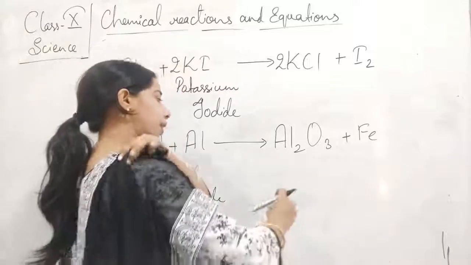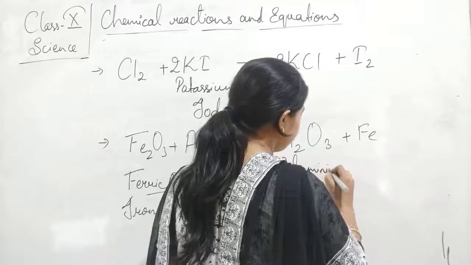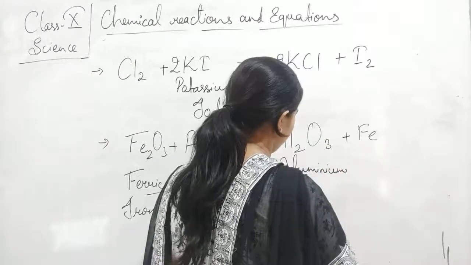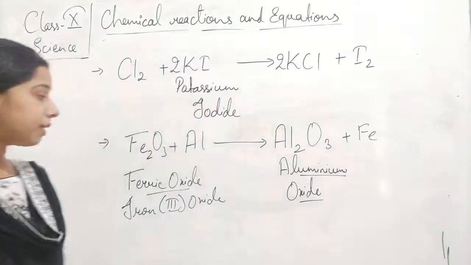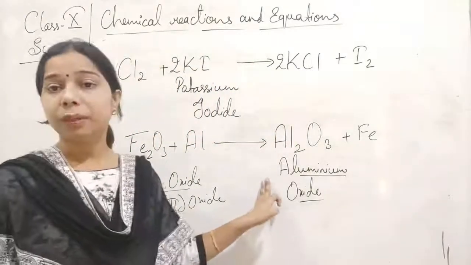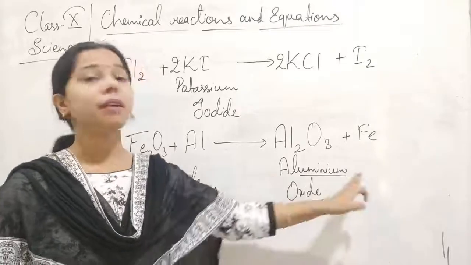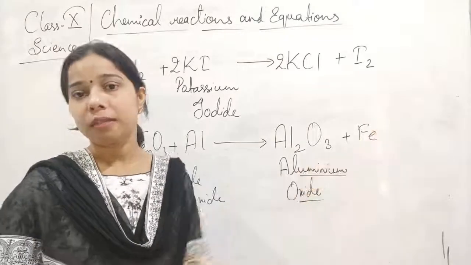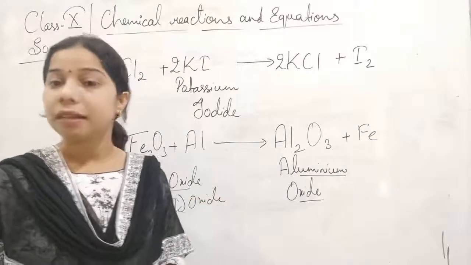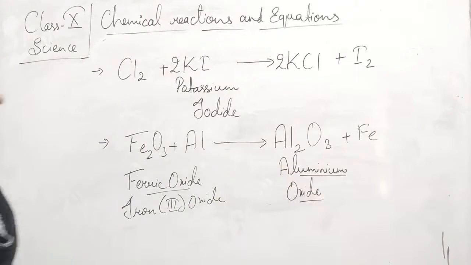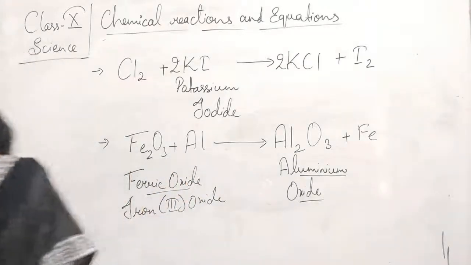Okay, so we can write it here, aluminium oxide. So we can say that the ferric oxide will be displaced by the aluminium oxide, and iron will be formed as a residue. So this is also an example of a displacement reaction in which we can say that aluminium is more reactive than iron, students.